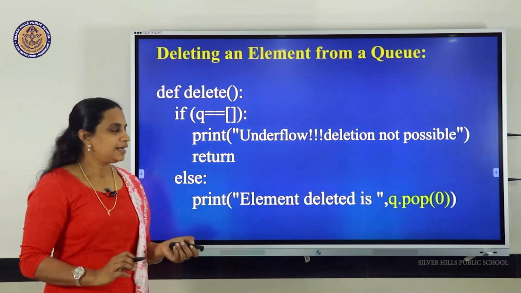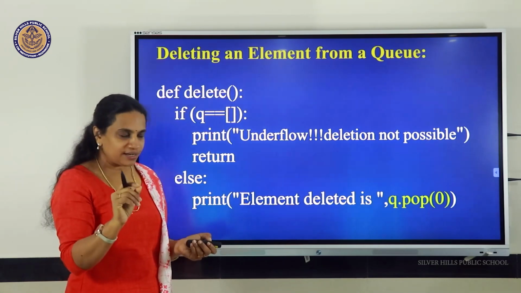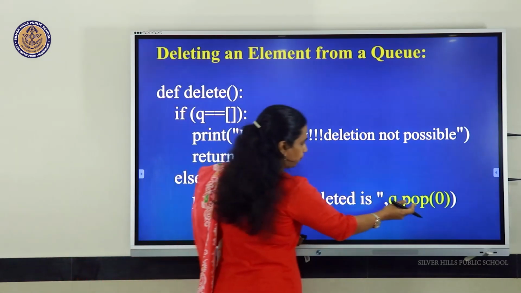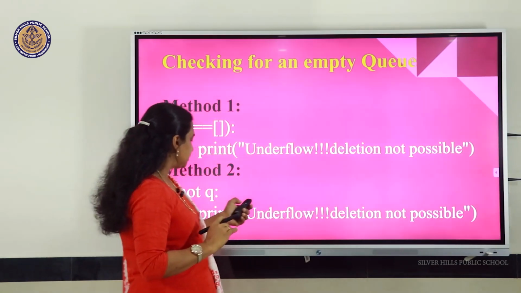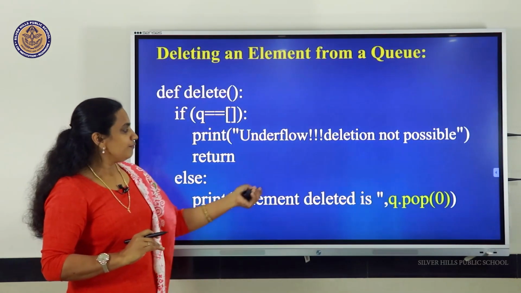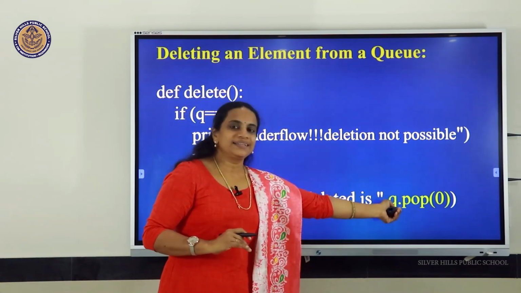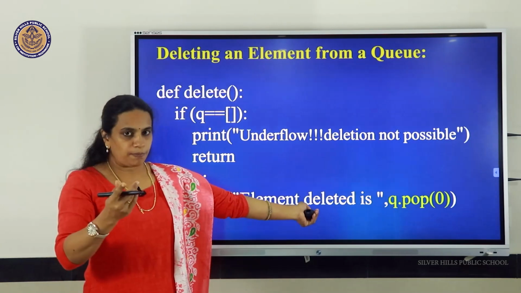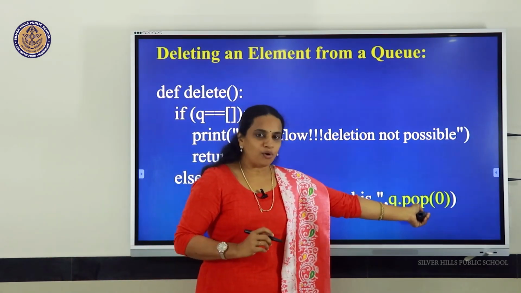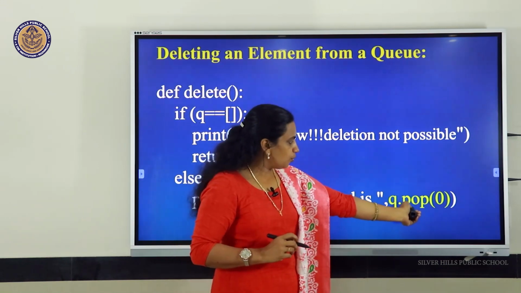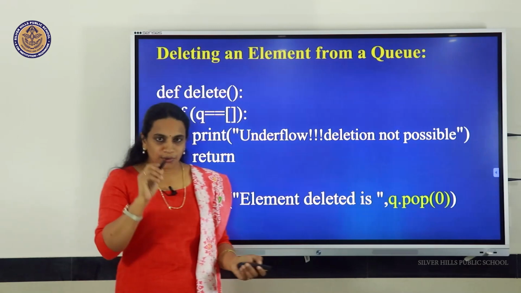Here also there is a particular built-in function associated with the queue, that is pop. And what is the difference between stack operation and queue operation is, in queue we can delete only from the front, but in stack the deletion is from the top. Here in stack we had used the command just pop only, but in queue we have to use the command q dot pop of 0.